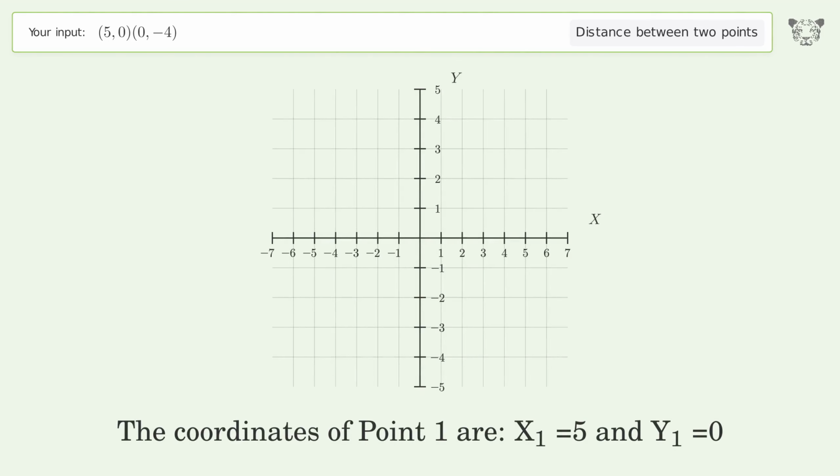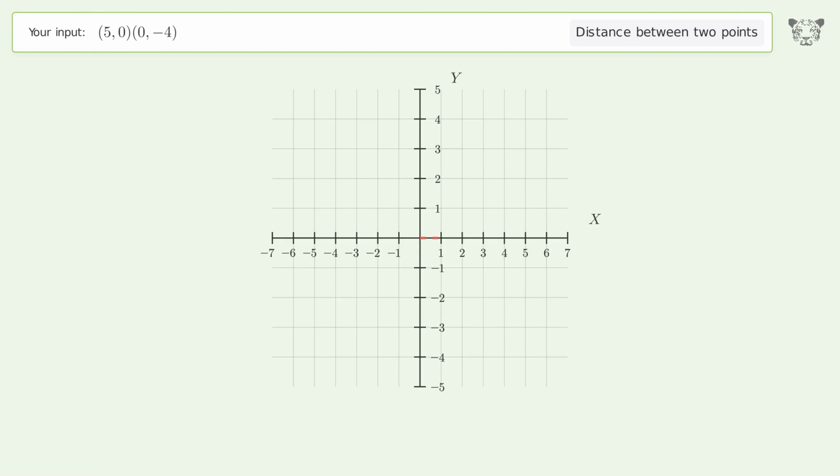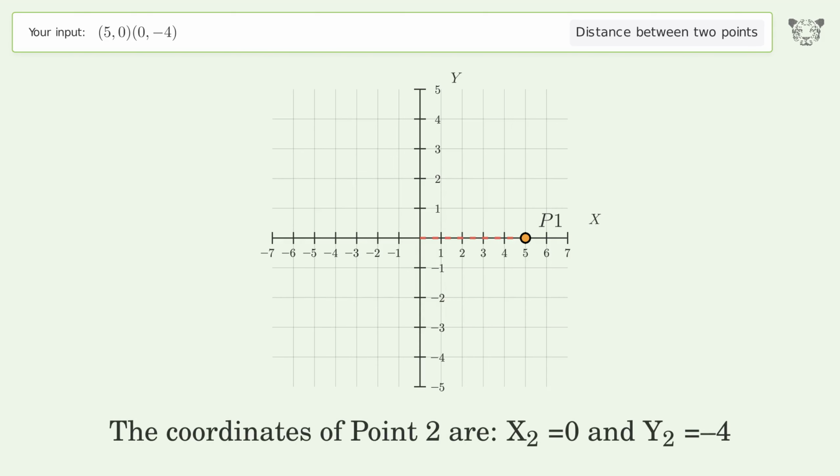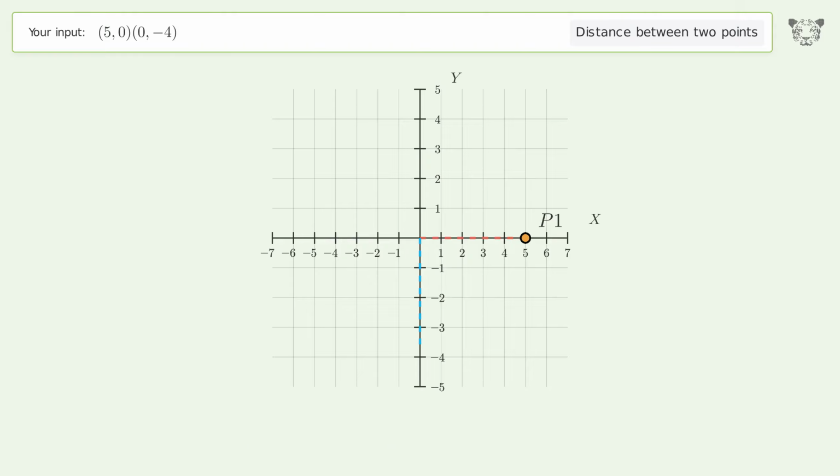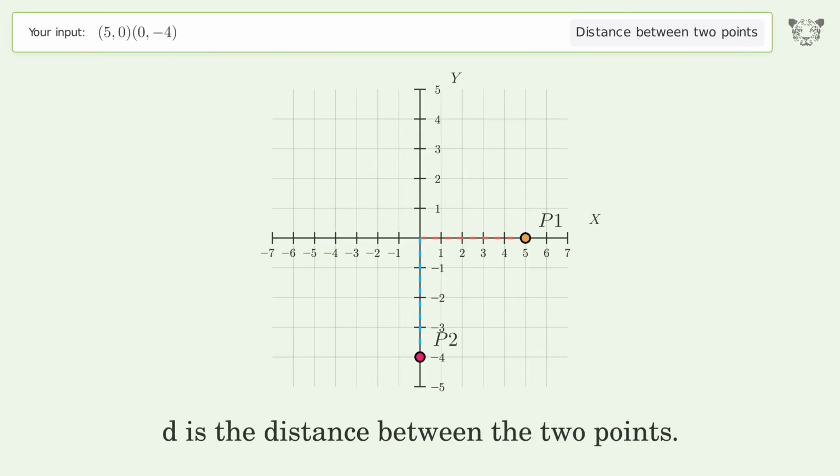The coordinates of point 1 are x1 equals 5 and y1 equals 0. The coordinates of point 2 are x2 equals 0 and y2 equals -4. D is the distance between the 2 points.